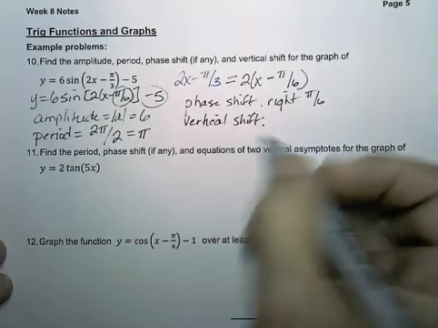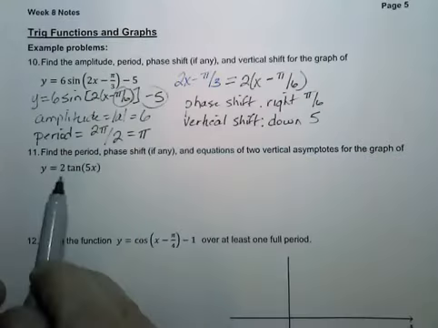Then for the phase shift, we're looking at the D, which is the number in here. Since that's a minus, that means it's going to move it to the right by pi over 6. And last of all, for the vertical shift, that's the C, which is the number out here. Since that's a minus, that means it's going to move it down by 5 units.